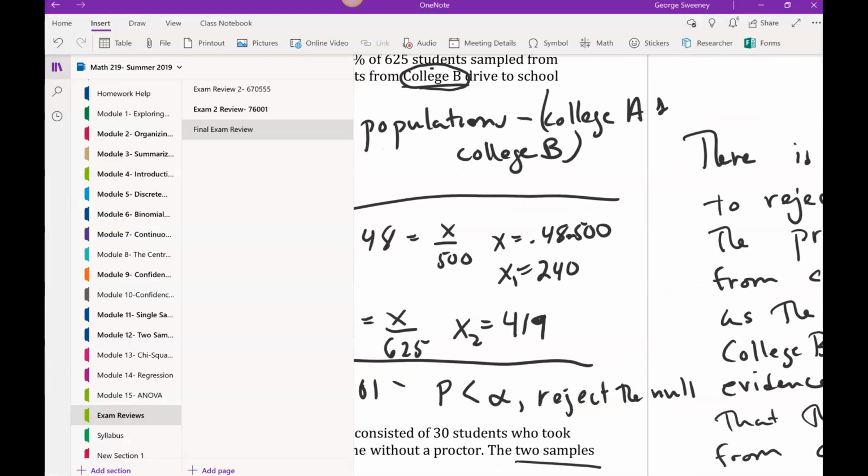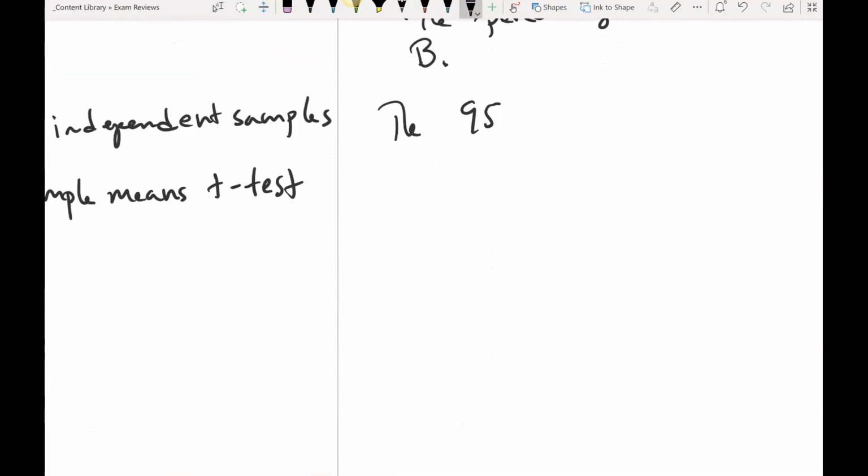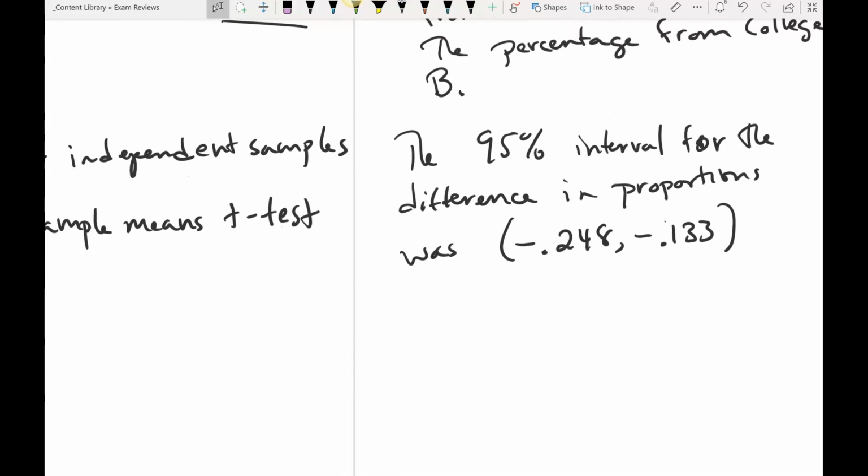So I'm going to write those down. So the 95% interval for the difference in proportions was negative 0.248 to negative 0.133. Okay? So that's actually the interval for the difference. Now, what I want to notice here, and let me write this.